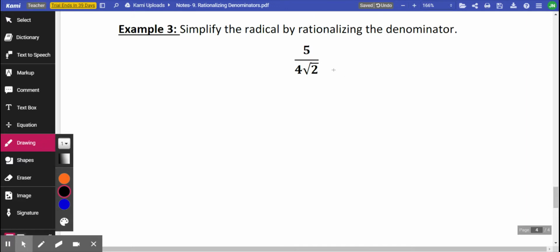Example 3. Okay, I want to simplify this. Right now, it is not simplified because we have a square root on the bottom. Same idea. I want to get rid of that radical 2, so I'm going to multiply this by radical 2 on the top and on the bottom.